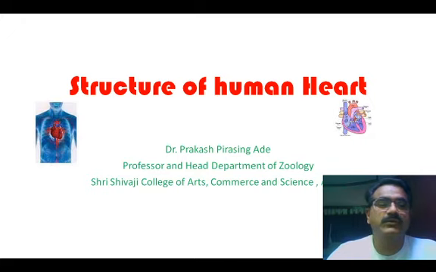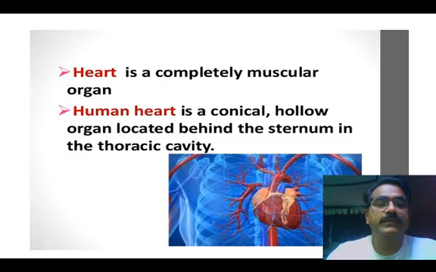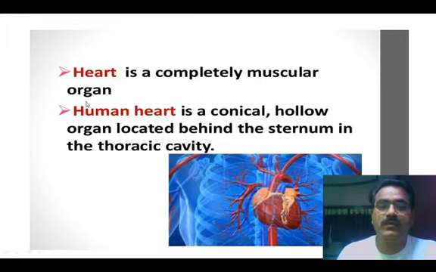Now the heart is present in the thoracic cage. The heart is a completely muscular organ which is present in the thoracic region of the body in human beings. The human heart is a conical, hollow organ located behind the sternum in the thoracic cavity.